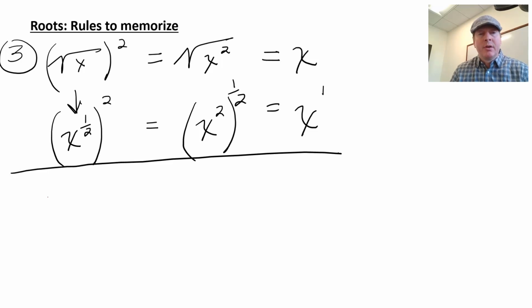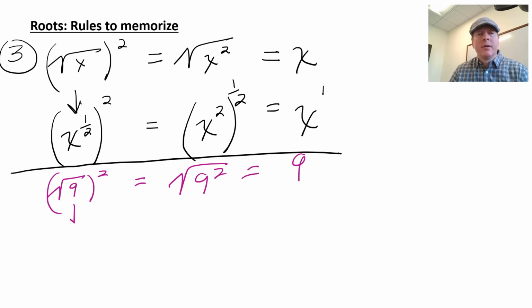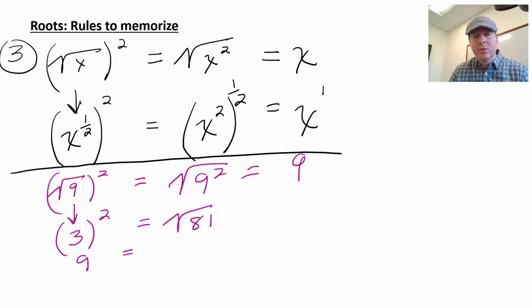Let's look at an example. The square root of 9, squared, is equal to the square root of 9 squared. It's equal to 9. The square root of 9 is 3, and 3 squared is 9. The square root of 9 squared is the square root of 81, which is 9. 9 is equal to 9, so it all works out.